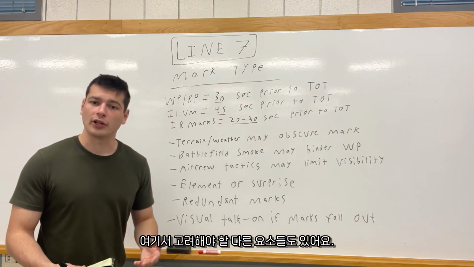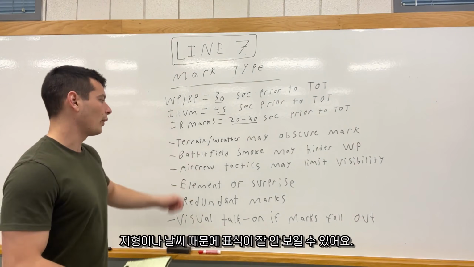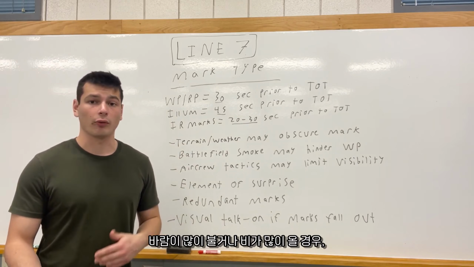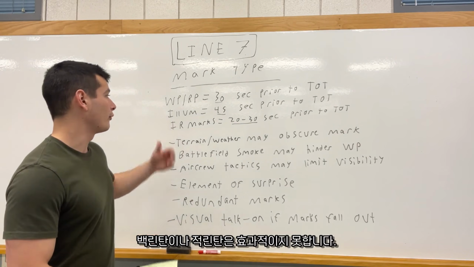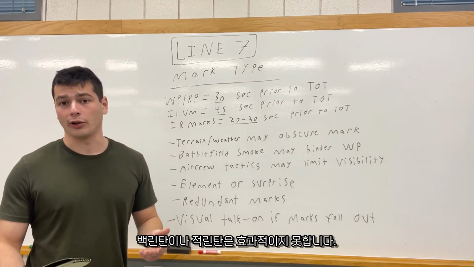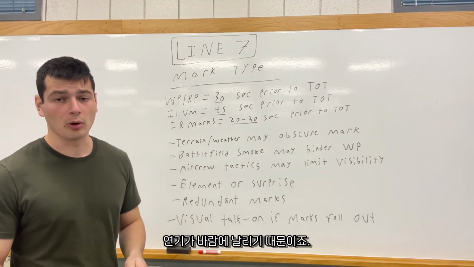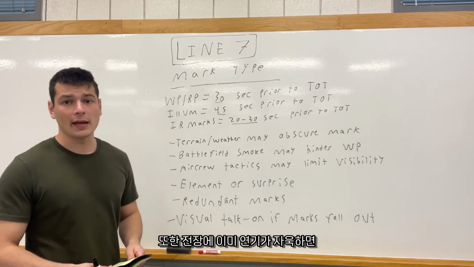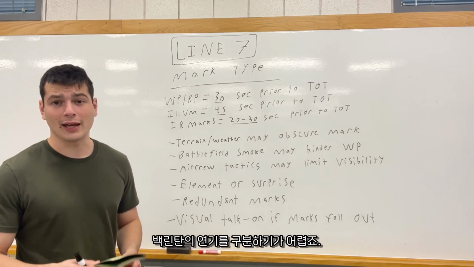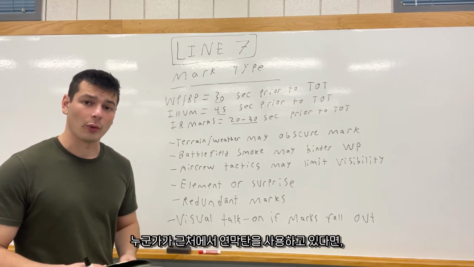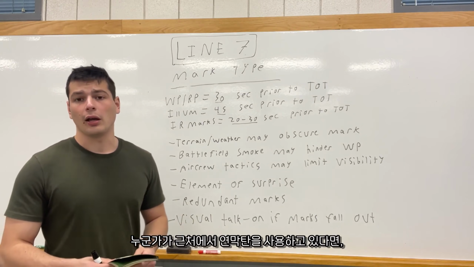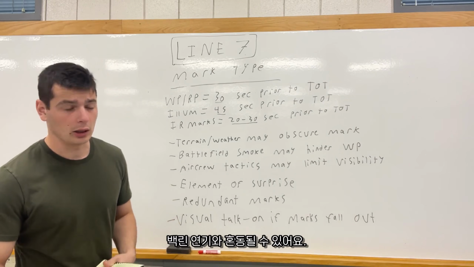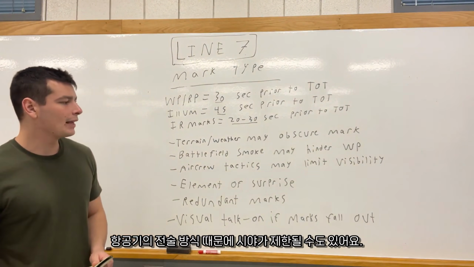Some other factors to take into consideration here. Terrain and weather may obscure your mark. So if it's really windy out or really rainy out, white phosphorus or red phosphorus might not work as well because the wind could blow the smoke away. Again, on the smoke, battlefield smoke may hinder the use of white phosphorus because you can't tell the difference between the white phosphorus that's meant to mark the target and maybe somebody's using a smoke grenade within that range as well. Aircrew tactics may limit visibility.